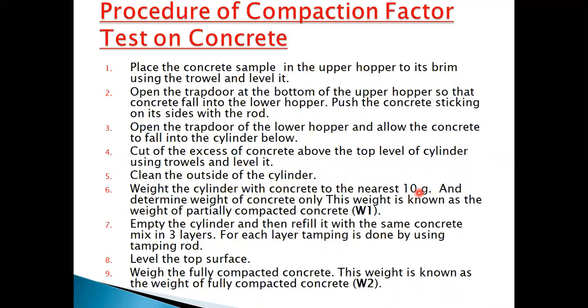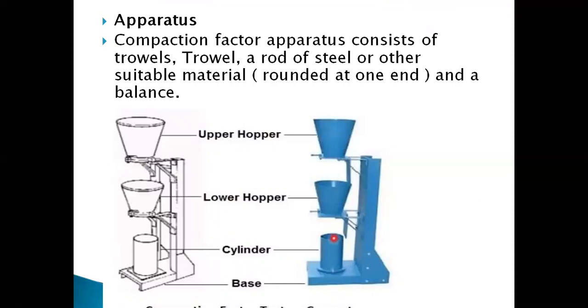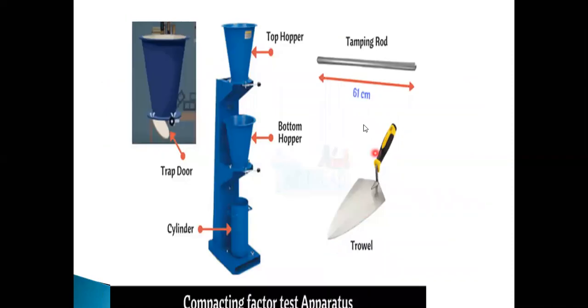Next, empty the cylinder and then refill it with the same concrete in 3 layers. For each layer, tamping is done using the tamping rod. So after taking the weight of partially compacted concrete, we remove the concrete from the cylinder and refill the same cylinder with the same concrete, but in 3 layers, compacting each layer with the tamping rod 25 times.